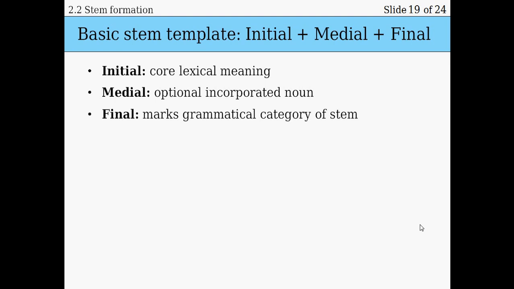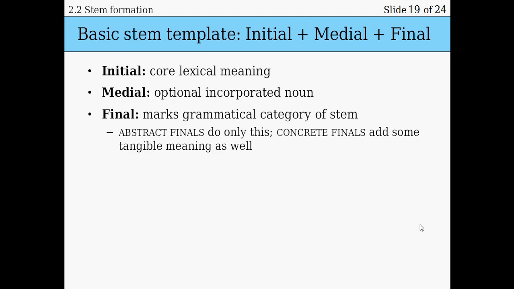We've talked about finals a little bit already. The final marks the grammatical category. So is it a verb or a noun? Is it transitive or intransitive, if it's a verb? We can also distinguish between abstract finals, which have only this function, and concrete finals, which add a little bit of meaning as well, beyond just marking category.